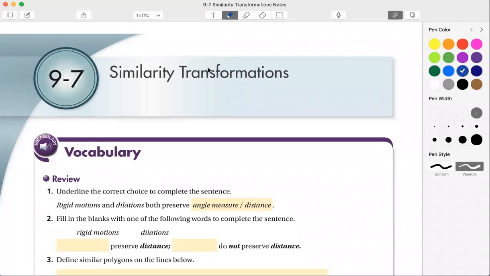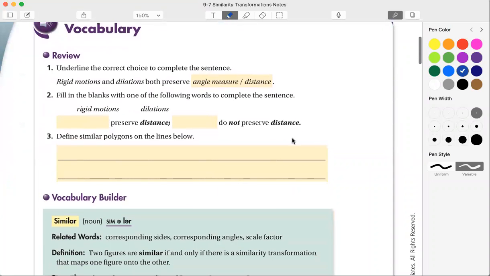All right, section 9-7, similarity transformations. So rigid motions and dilations both preserve angle measure. Fill in the blanks with one of the following. All right, so rigid motions preserve distance, while dilations do not preserve distance.